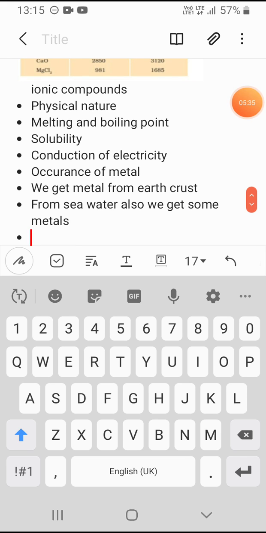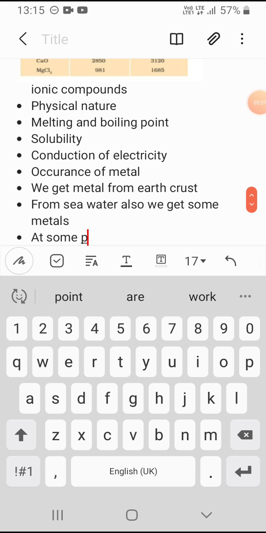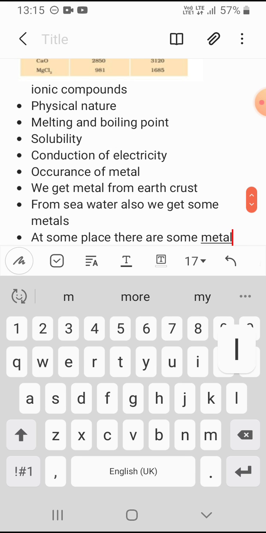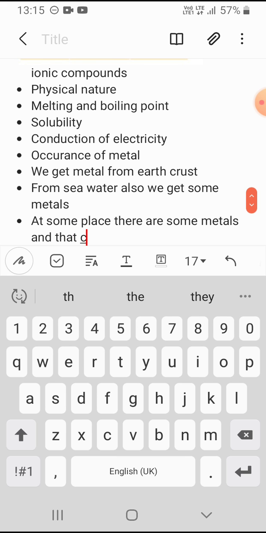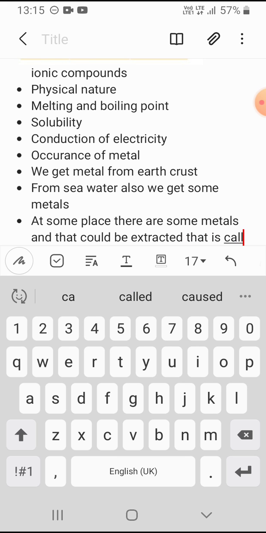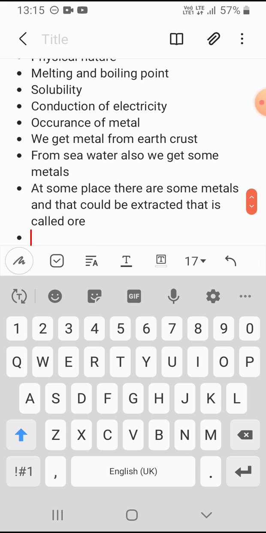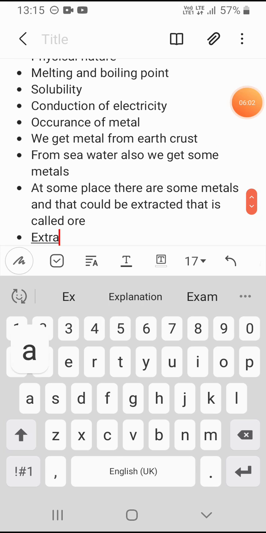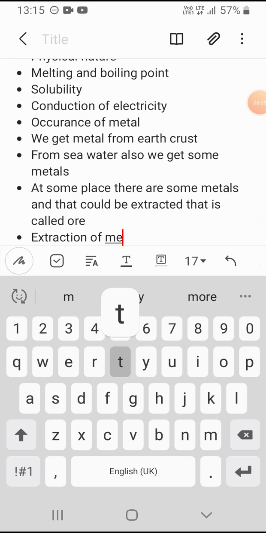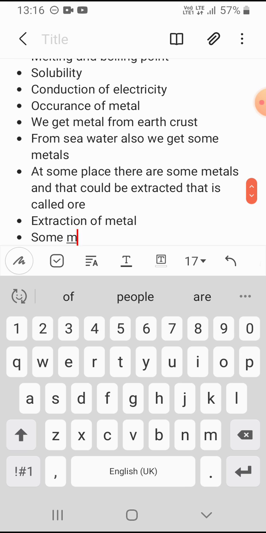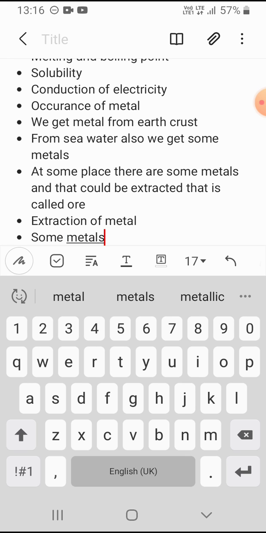And from some places there are some metals that could be extracted. Means it can be taken up and used, that is called ore. That could be taken from the ground and the earth's crust, and we can use it. Extraction of metal. Some metals are found in the free state.